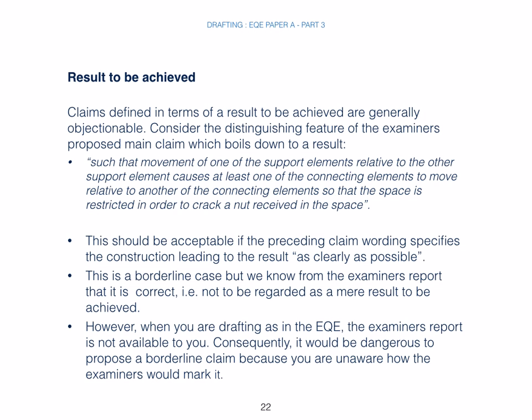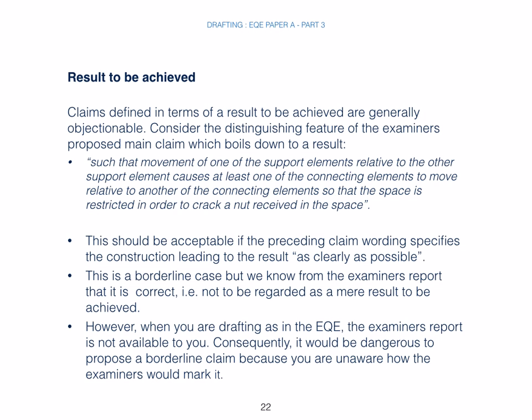Consider the distinguishing feature of the examiner's proposed claim, which boils down to something which is a result or something which is very like a result, such that movement of one of the support elements relative to the other support element causes at least one of the connecting elements to move relative to the other of the connecting elements so that the space is restricted in order to crack a nut received in the space. Now, claiming a result is allowable. It comes in the guidelines F Roman 4 14 4.10 under result to be achieved.